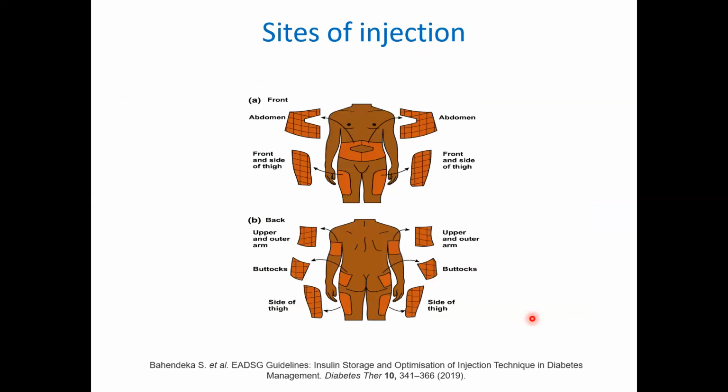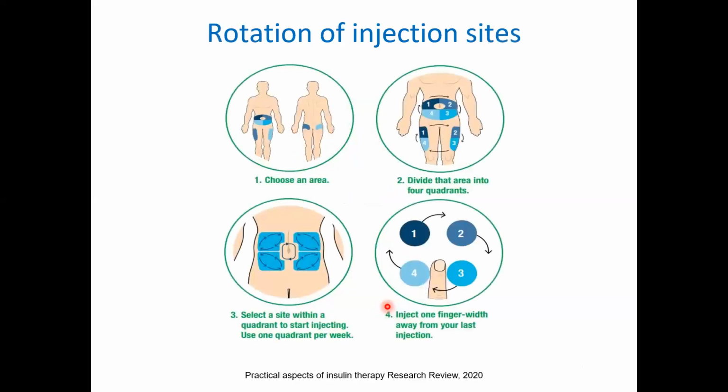So these are the sites of injection. I think this was also mentioned last week, but just to remind us, you can inject around the abdomen, keeping 2 centimeters away from the navel. And then you can inject on the front and the side of the thigh, also on the upper and outer arm, and the upper and outer buttocks, and also behind the side of the thigh at the back. So in terms of rotation of injection sites, how are we supposed to rotate the injection sites?